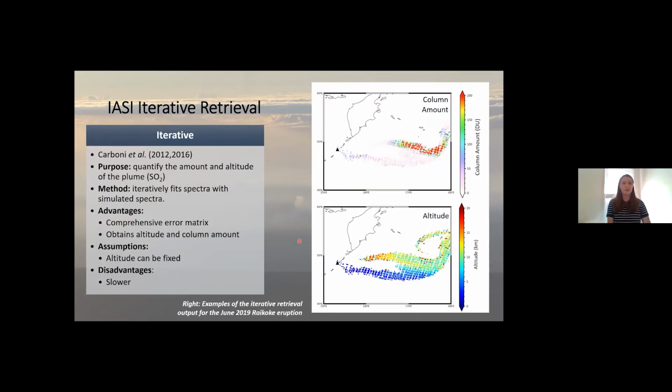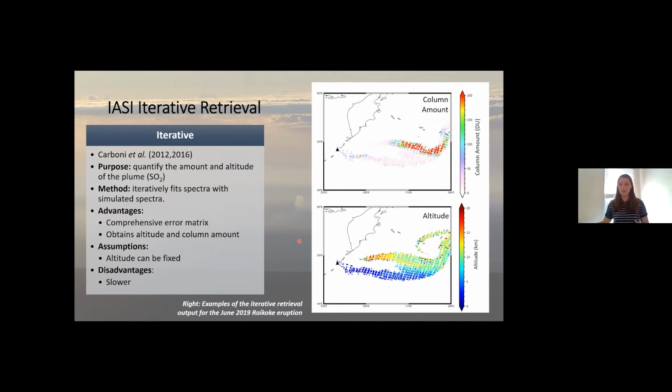So once we've identified a plume of interest, we can then use a more quantitative tool to obtain information about these plumes. This was developed by Elisa Carboni. And this technique works by iteratively fitting spectra, the simulated spectra, with our measured spectra. So we use the RT12 model to simulate the SO2 spectra, or a series of SO2 spectra, and then we work out which of these spectra fits the best with the measured one. And we determine how good the fit is with a cost function. And where we've minimized that cost function, we have a good match between the simulation and the measured spectrum, we can extract information about the plume.